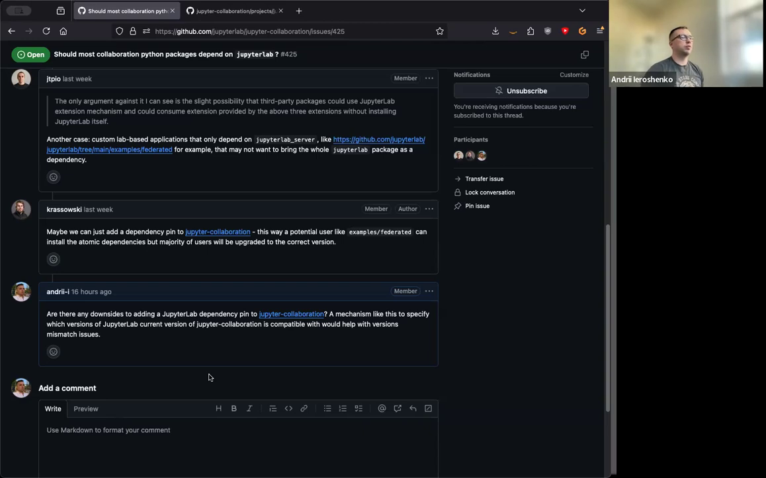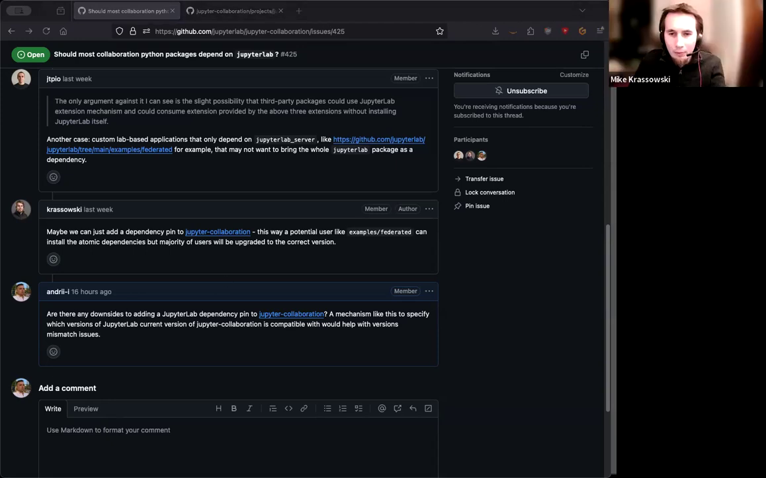And we've seen a lot of problems due to this incompatibility. So it seems like a very valuable mechanism that would help us. And if we want to clarify support for JupyterLab in older versions of Jupyter collaboration, we could even backport this mechanism to older versions. Seems like a very nice mechanism. So I'm looking for more context and maybe more inputs into the discussion. Thank you.